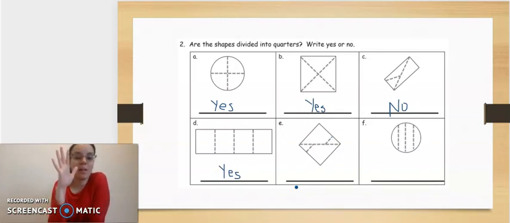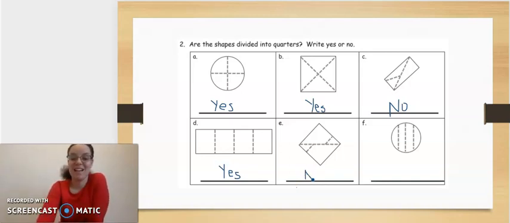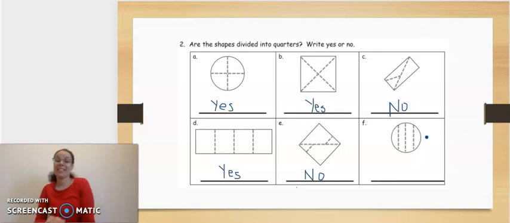Okay, why are you screaming at me? You said no, why not? Yeah, I mean, it is broken into 4 pieces, but the pieces are not the same, and they're not the same. You guys are so smart. Ooh, tricky.